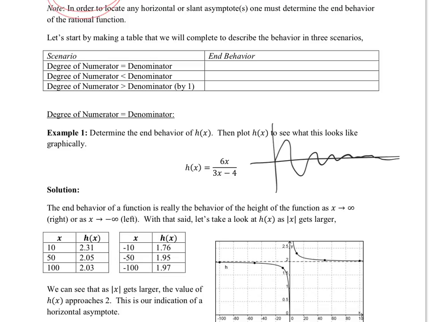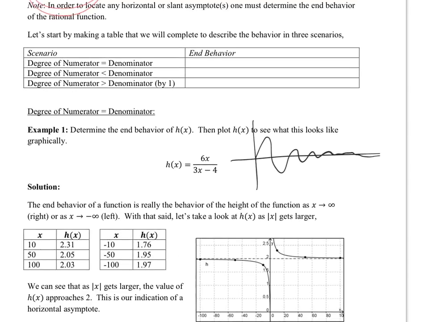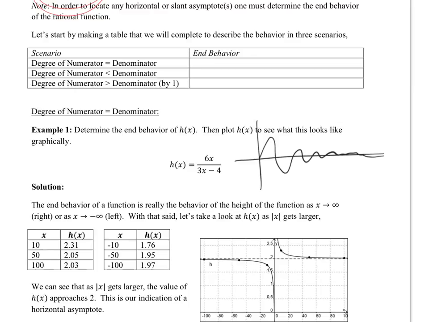Where do you see 2? It's your horizontal. But where else do you see it in a function? 6 over 3. Take a look here, please. 6 over 3. Doesn't that just give you 2? So the ratio of the leading coefficients will tell you what the horizontal asymptote is.